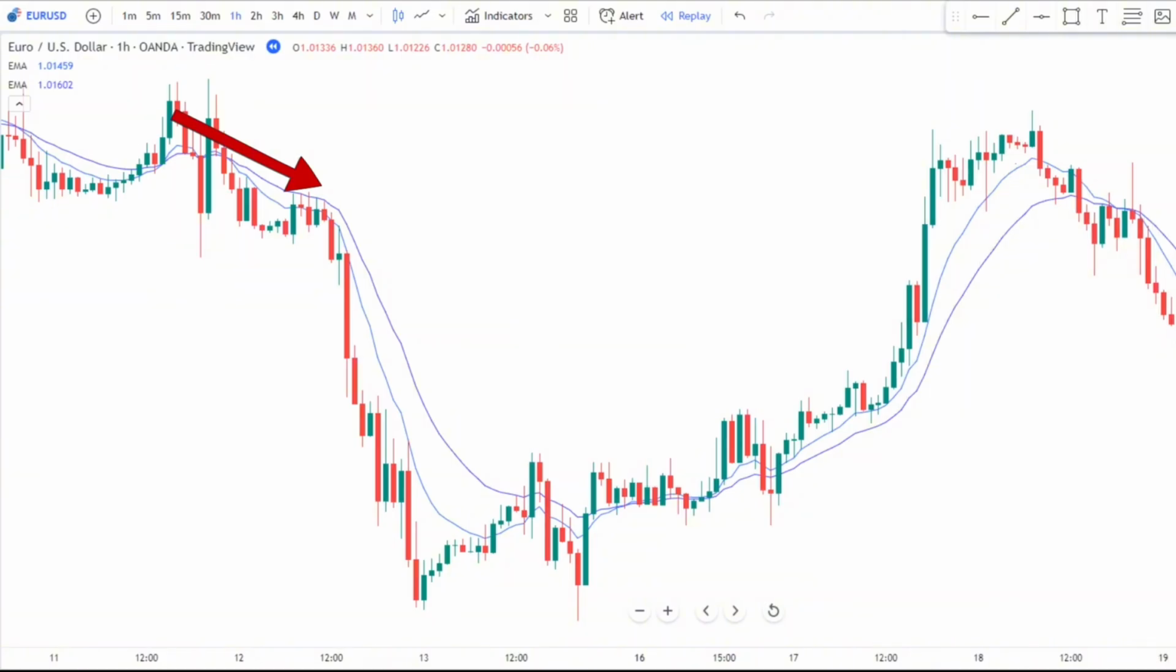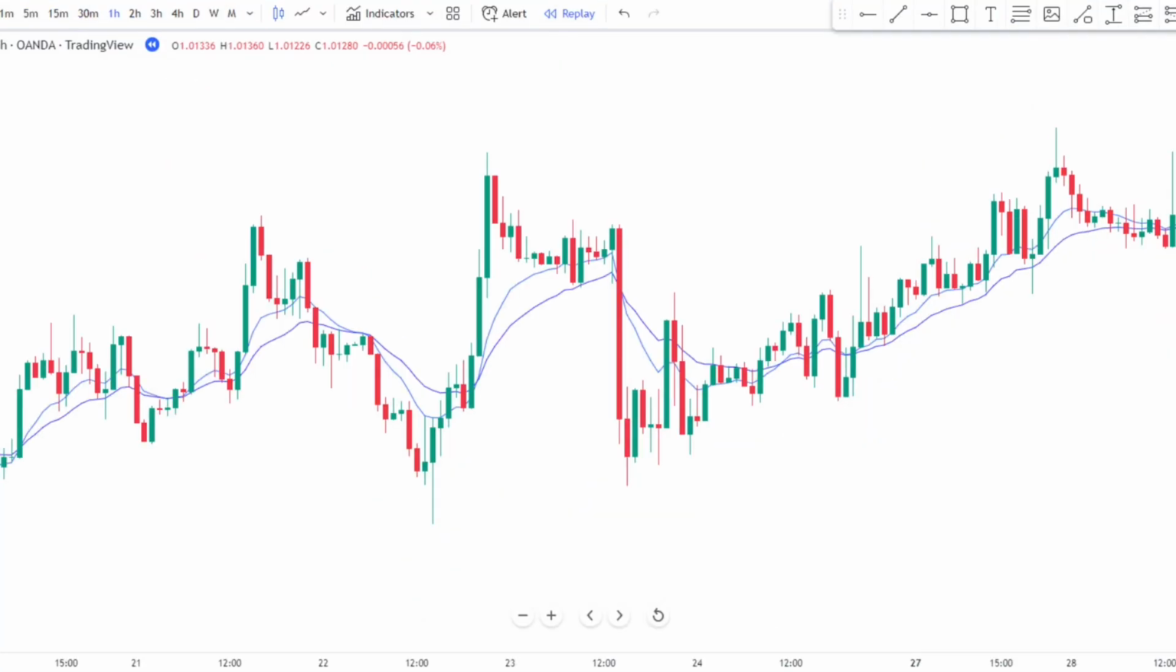And when the EMA 10 crosses below the EMA 20, that indicates a downtrend. But here's the thing. We're not going to take trades purely off the cross, because in choppy conditions, you'll get a lot of false signals. Instead, we'll use this as a confirmation tool around key levels.